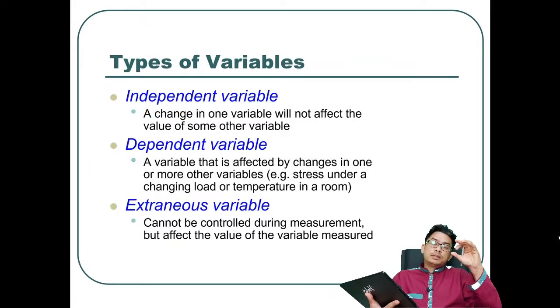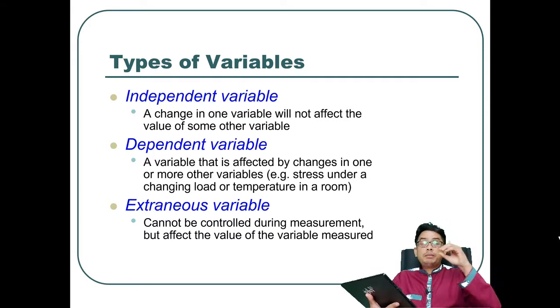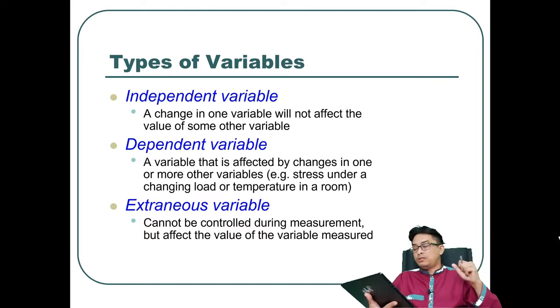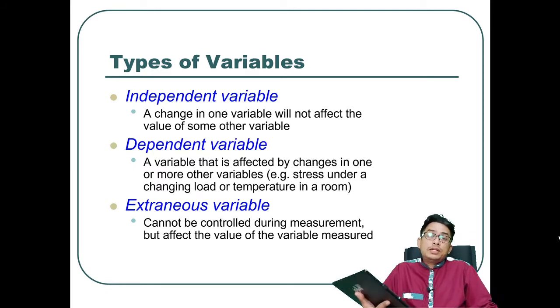These variables, we classify into three types. The first one is independent variables, where a change in one variable will not affect the value of other variables. The second type is dependent variables, which are variables affected by the changes of one or more variables. And the last one is the extraneous variable. The extraneous variable cannot be controlled during the measurement process. Some say that extraneous variables are some kind of noise. But sometimes extraneous variables can be something useful. So it depends on the application during the measurement.